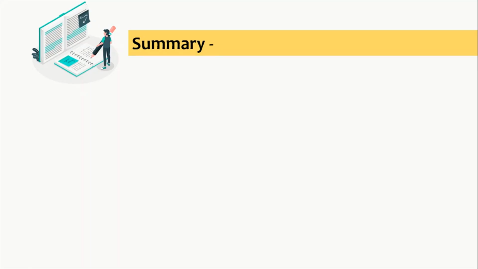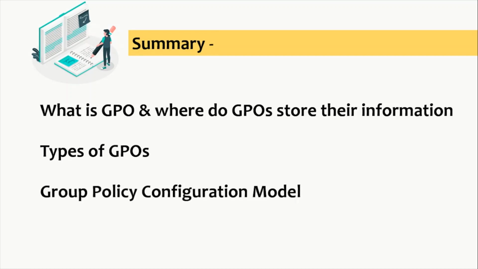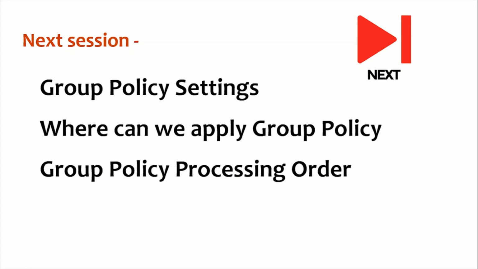So let us summarize what we have covered so far. We have seen what a group policy object is and where group policies store their information. We have seen types of group policy objects, and we have seen the group policy configuration model. And in our next session, we'll look at group policy settings, where we can apply group policies, and a very important point, group policy processing order.